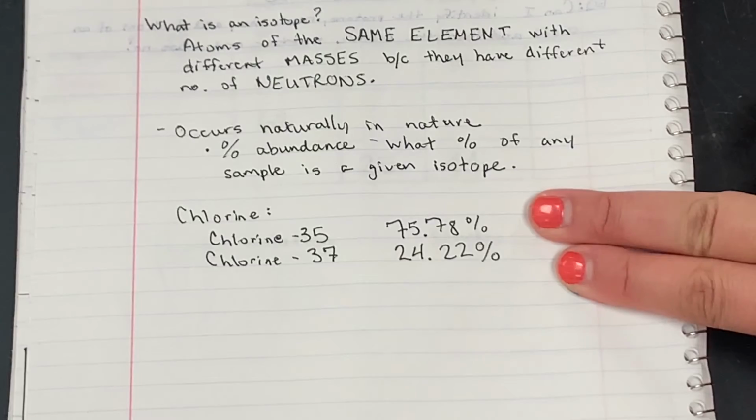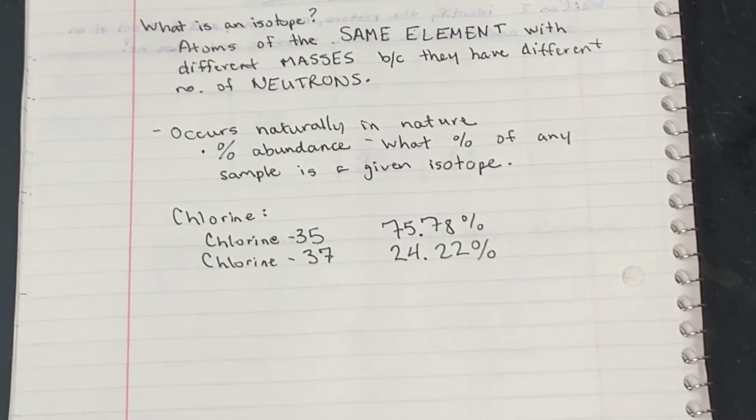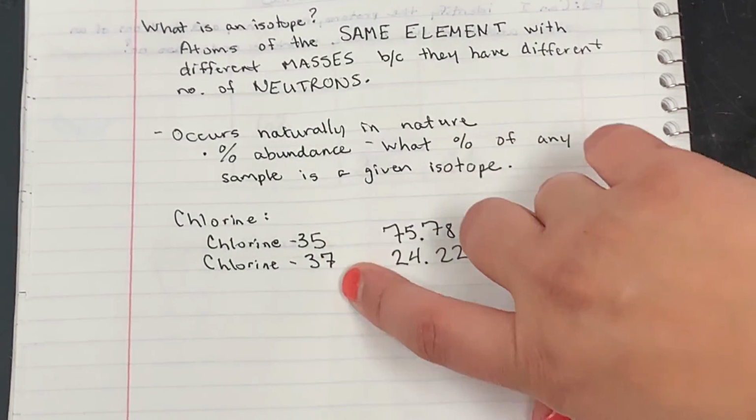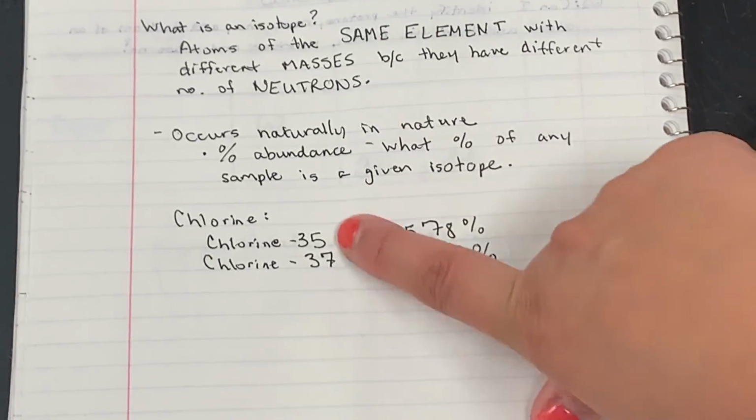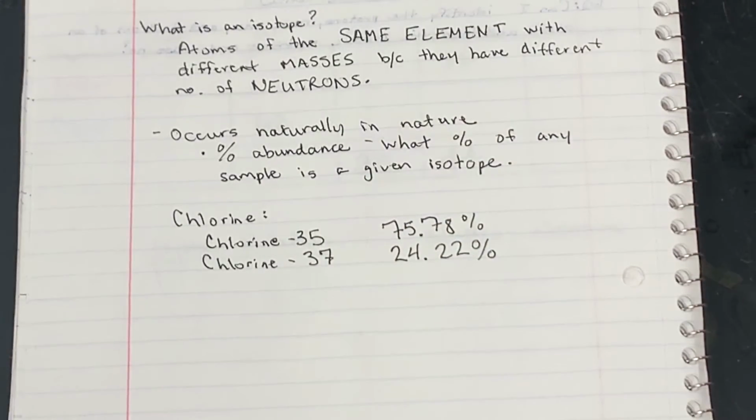Why do we care? Why is this so important? Well, you remember how I told you that the mass number is not on the periodic table, and this is why, because every element has multiple mass numbers because it has multiple isotopes. Chlorine is pretty simple. It only has 2. A whole bunch of them have a lot more than 2, and they wouldn't all fit on our periodic table.